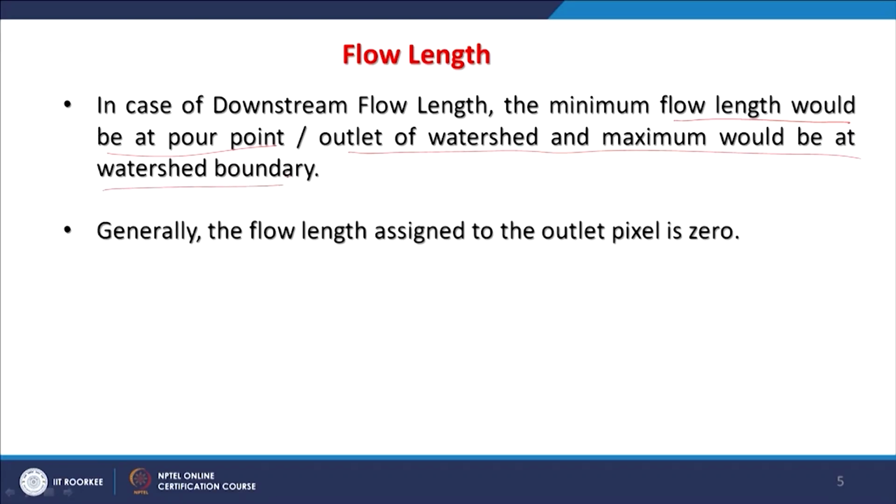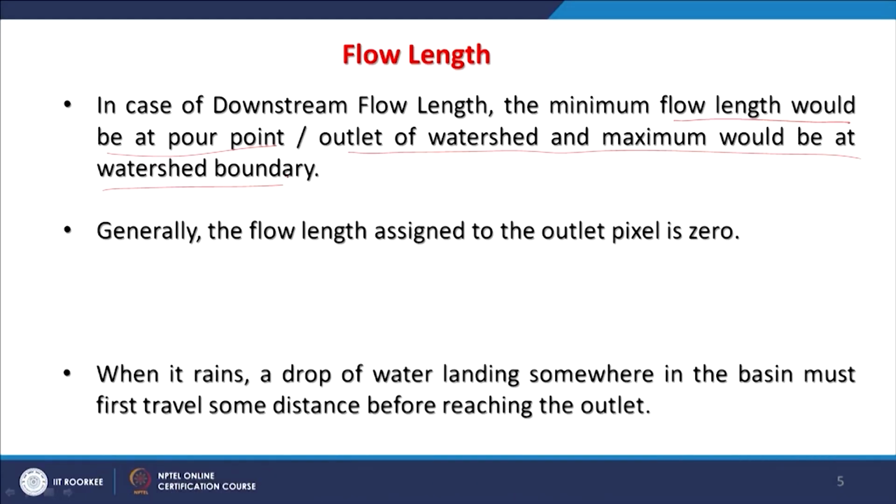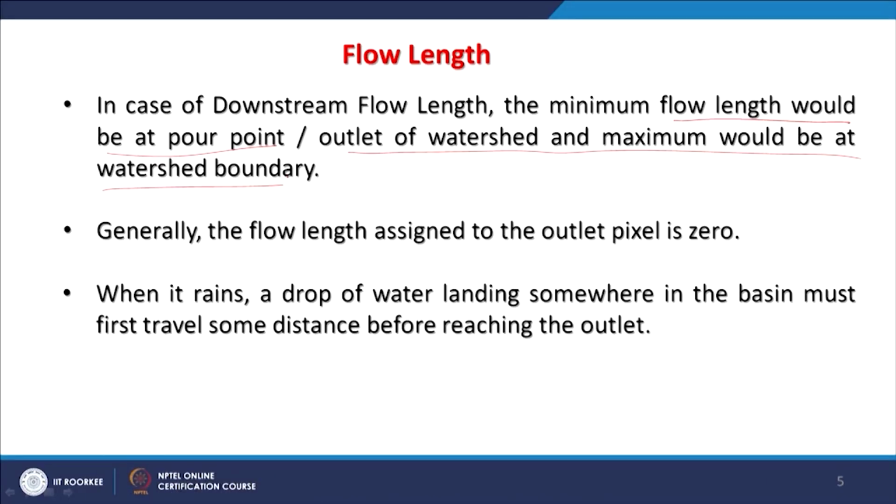And generally the flow length assigned to the outlet cell is 0. So whenever there is precipitation in the form of rain, a drop of water landing anywhere in the basin must first travel some distance before it reaches the outlet, and that will be decided based on how much travel it has done.